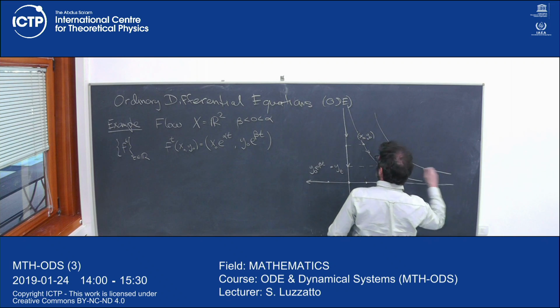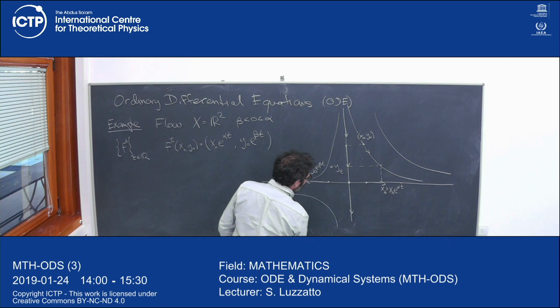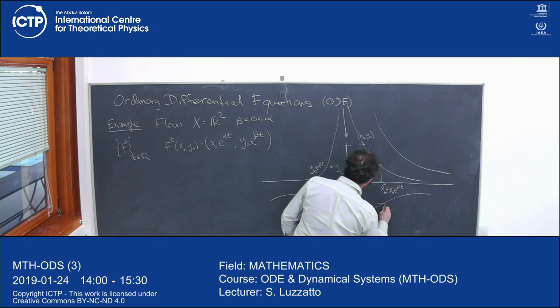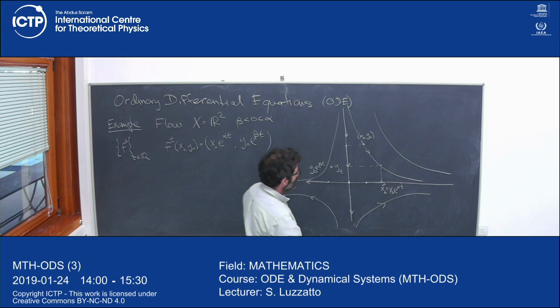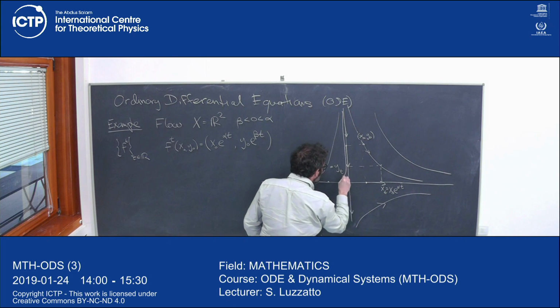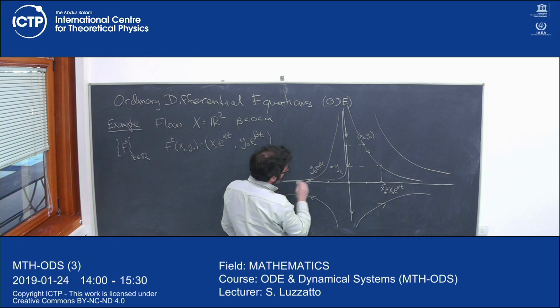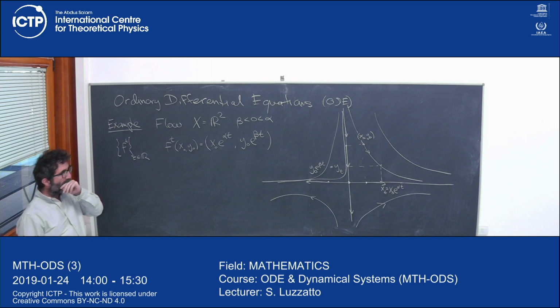If you take a point here, it's going like this. If you take a point here, it would be going like this, and so on. It's got this kind of picture. Hyperbolic. These are kind of hyperbolas everywhere. Okay? If you take a point that is very close to here, then it will come down very close to here and very close to here. This is the kind of picture. Okay, this is a flow.